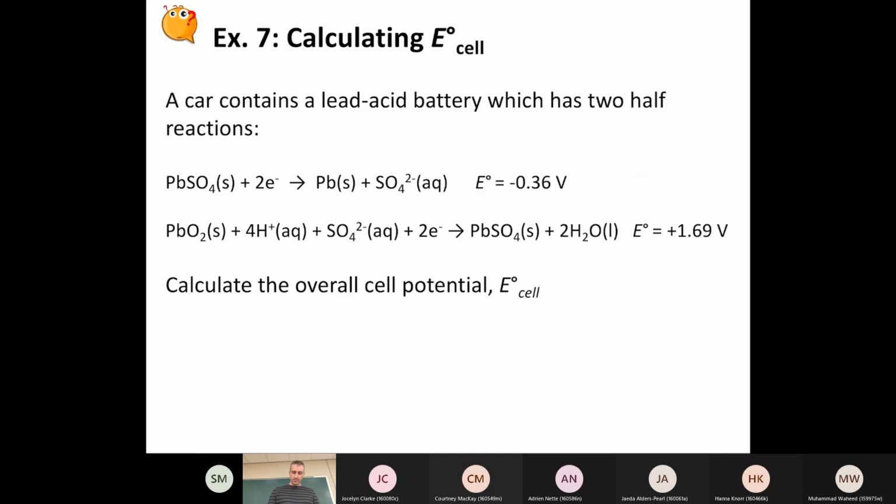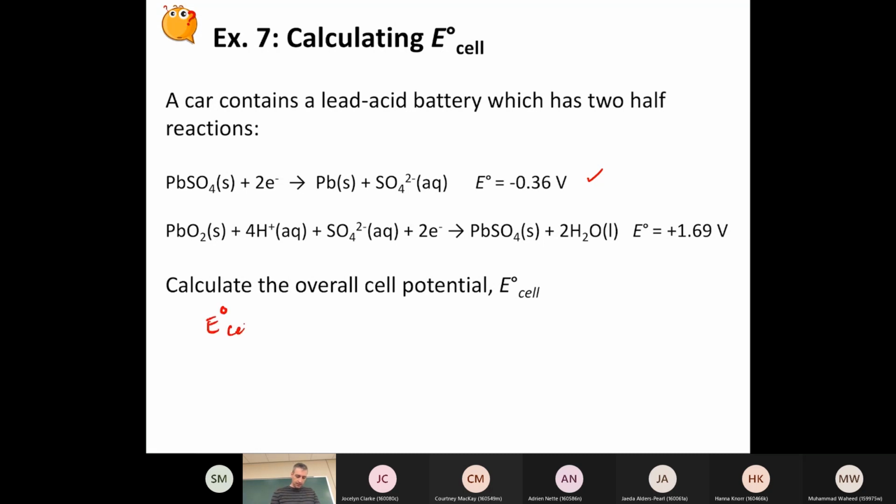Let's do this one and finish off from here. We have two half reactions. We have lead sulfate plus 2 electrons, that's a solid, going to lead solid plus sulfate, with a standard electrode potential for that half reaction of 0.36. We have another one, which is lead oxide. So this is the electrochemical reaction that takes place in a car battery. Calculate the overall cell potential, E0 cell.